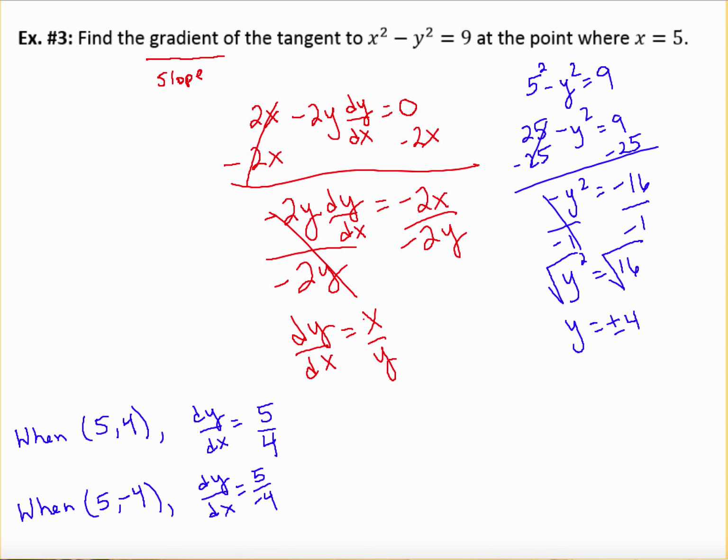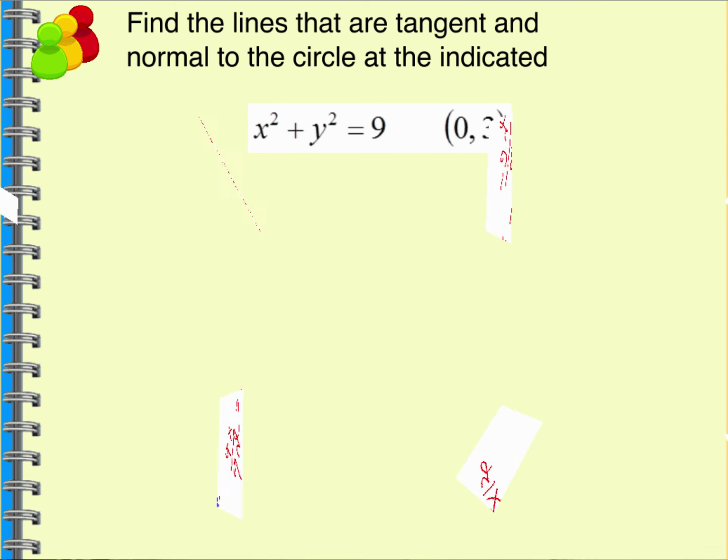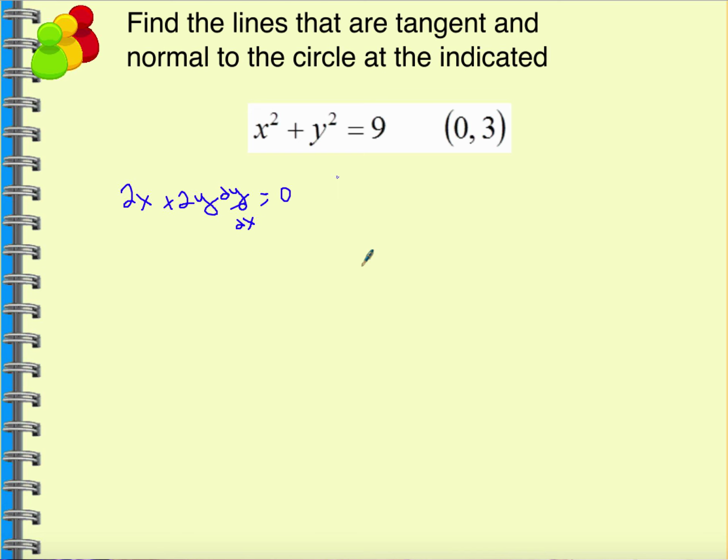Anyways, I probably should have taken a snapshot of that. But anyways, there we go. I think we should probably try this as well. Why not? So pretty similar problem. We get 2x plus 2y dy/dx is equal to 0. I'm going to solve it for dy/dx.